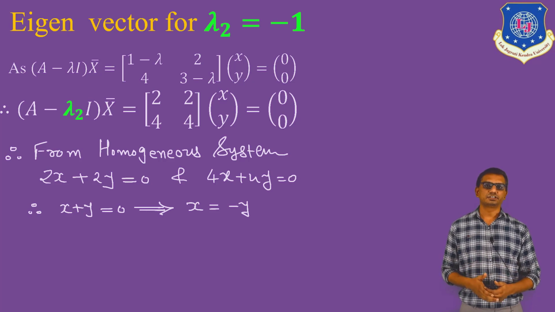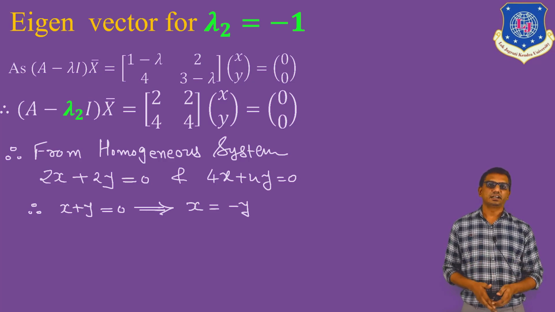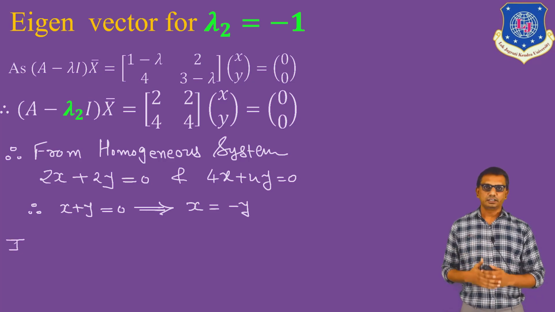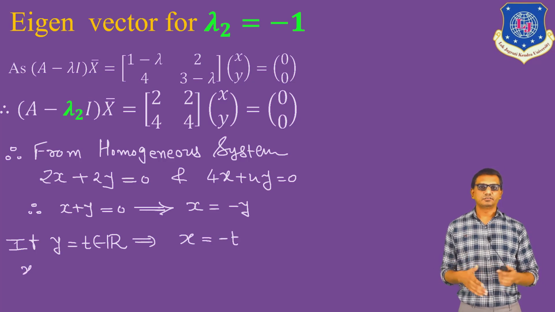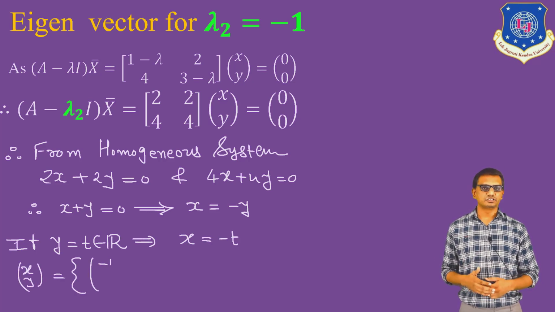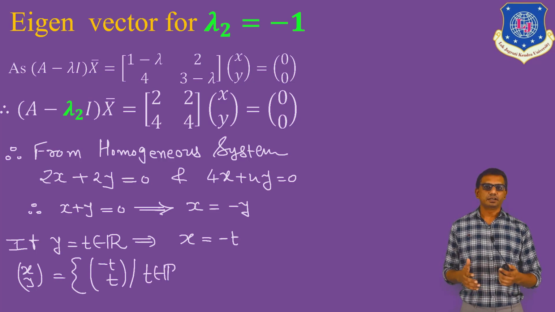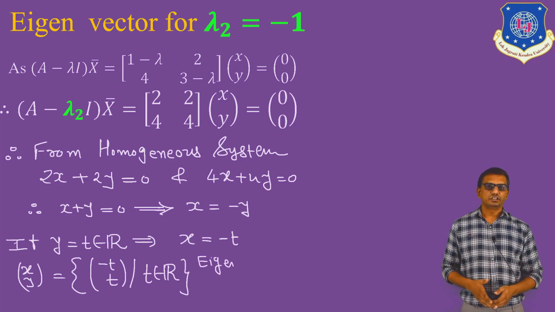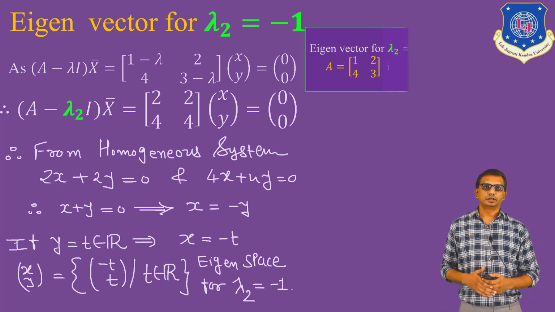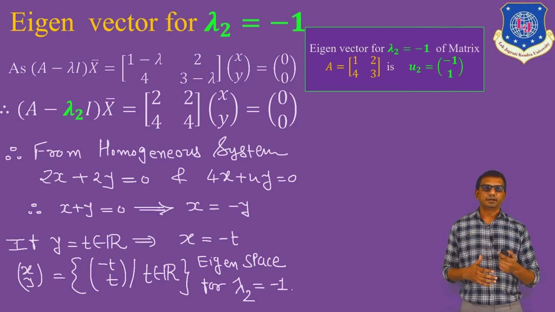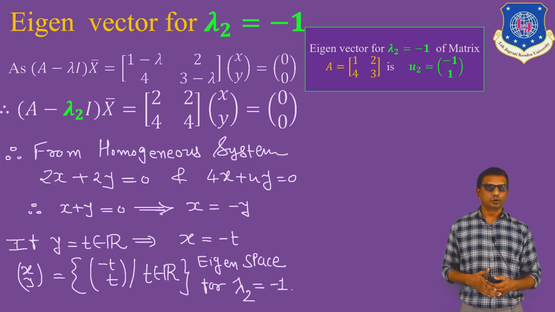From this homogeneous system of linear equations, we can write down the equations like this: 2x plus 2y equal to 0 and 4x plus 4y equal to 0. So x plus y equal to 0, and here we can write x equal to minus y or y equal to minus x. Here we will take the parameter in place of y or x. Taking y equal to t as the parameter, x equal to minus t, and [x; y] becomes t times [minus 1; 1]. It is the eigenspace corresponding to the second eigenvalue lambda 2. Now our eigenvector for lambda equal to minus 1 is [minus 1, 1] for the matrix A equal to [1, 2; 4, 3].